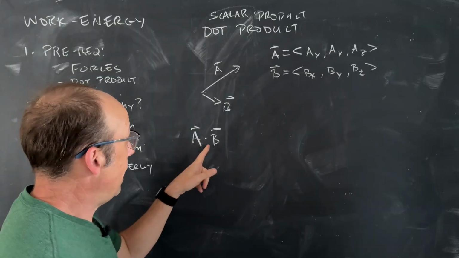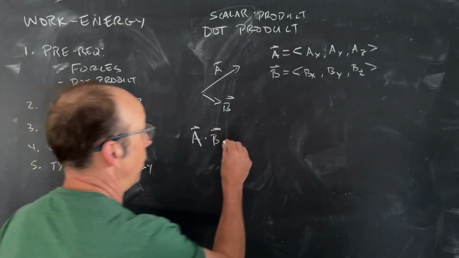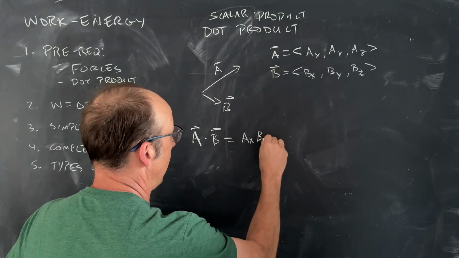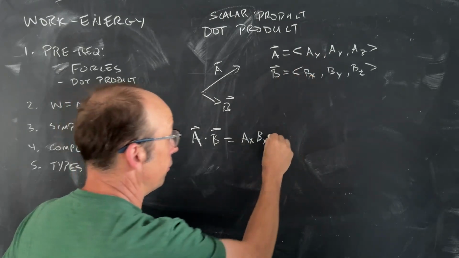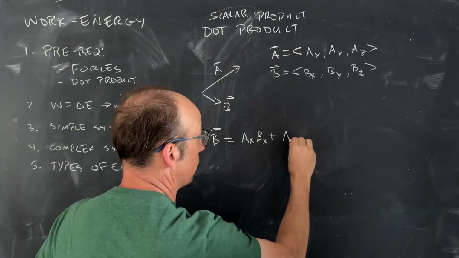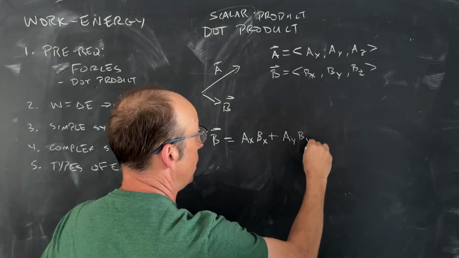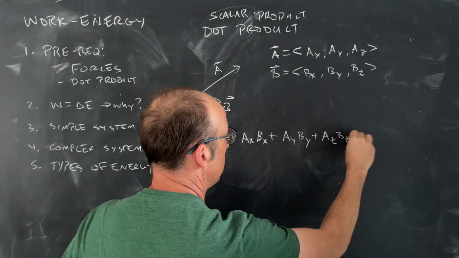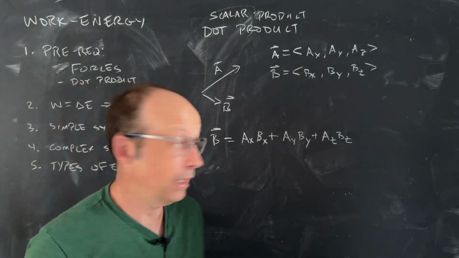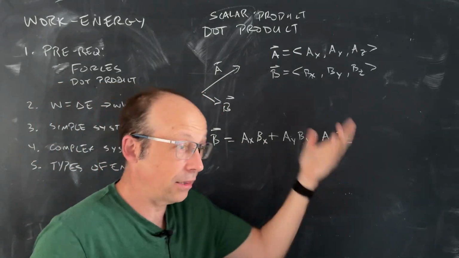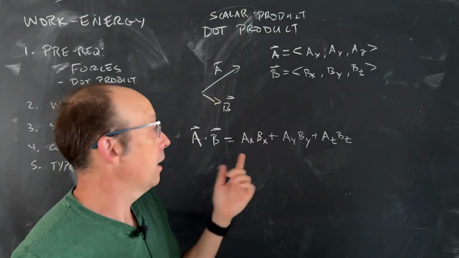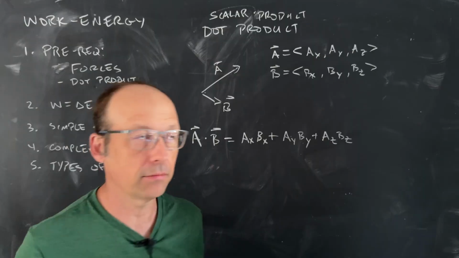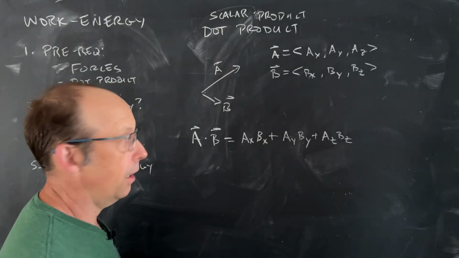So if I take A dot B, I get a scalar answer, and this is how I calculate it. I calculate it as AX BX, the product of the X components, plus the product of the Y components, AY BY, plus the product of the Z components, AZ BZ. That's it. And that's a scalar, so I get a scalar value. Now, we're going to see that the dot product can be positive, it can be negative, it can be 0. It can be any of those things.